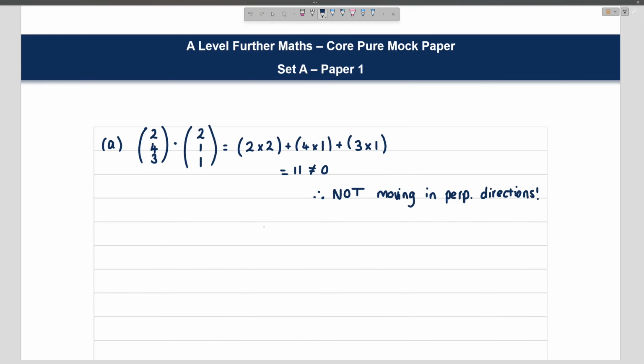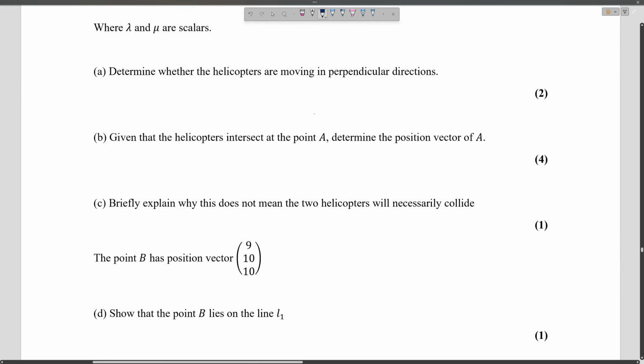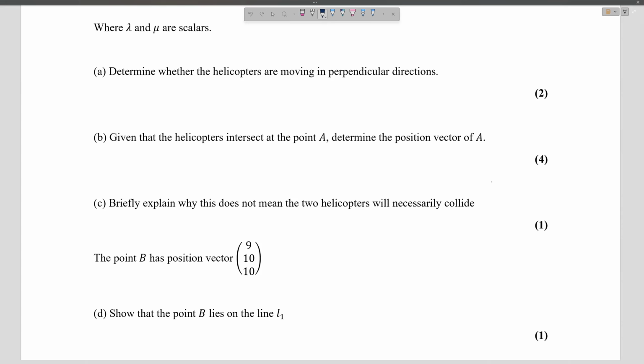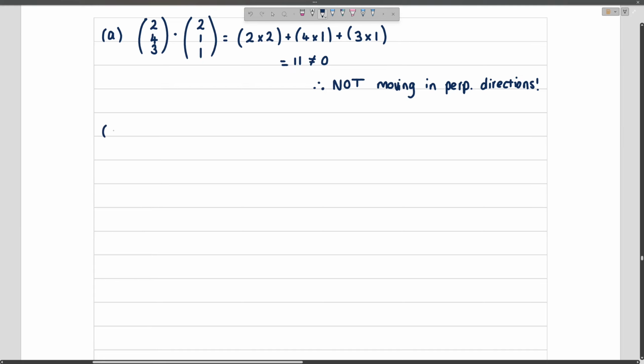Now for part B, what do we have here? We're given that the helicopters intersect at the point A, and all we want to do is determine the position vector of A. Now, this is pretty standard stuff for vectors, determining a point of intersection. So for part B, what do we need to do?